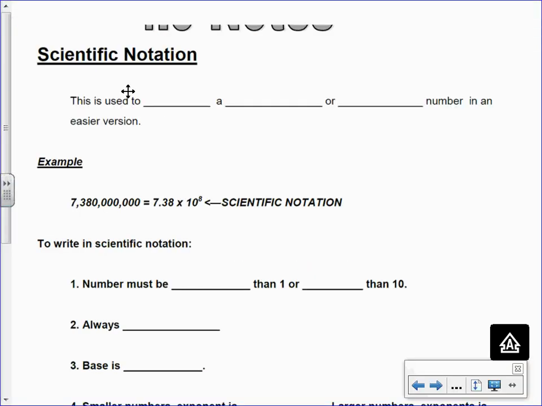to write a small or large number in an easier version. So in other words, if a scientist wants to say an organism is super duper small, they're going to have a ton of zeros involved. They need to figure out a way to write that quickly and more efficiently for other people to read it.